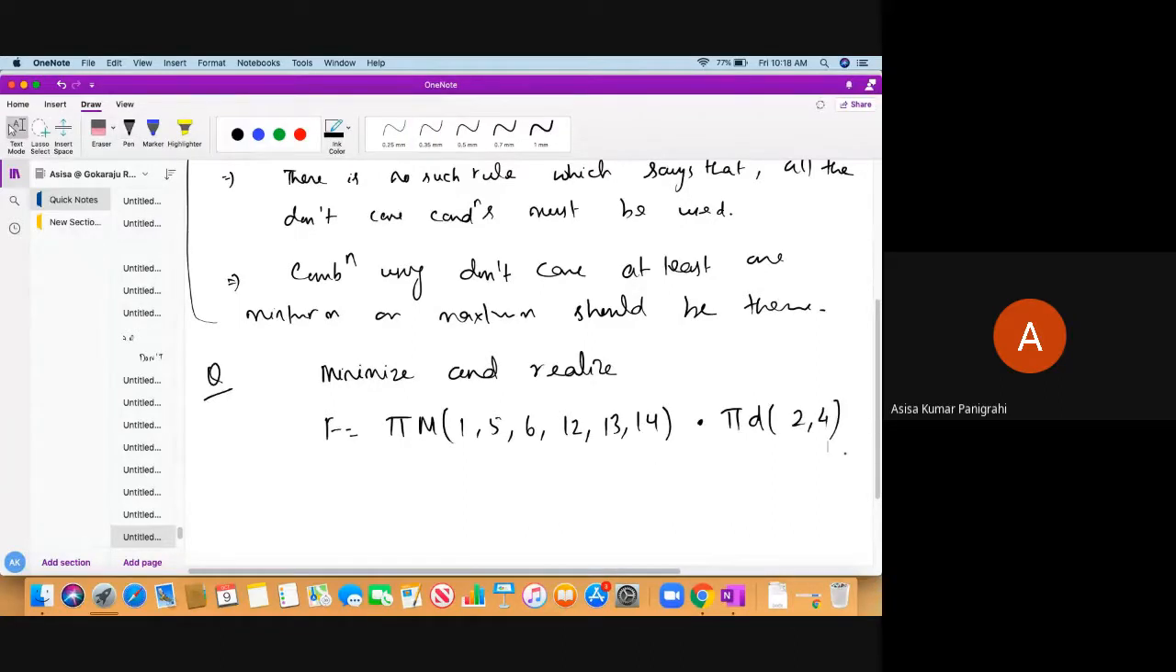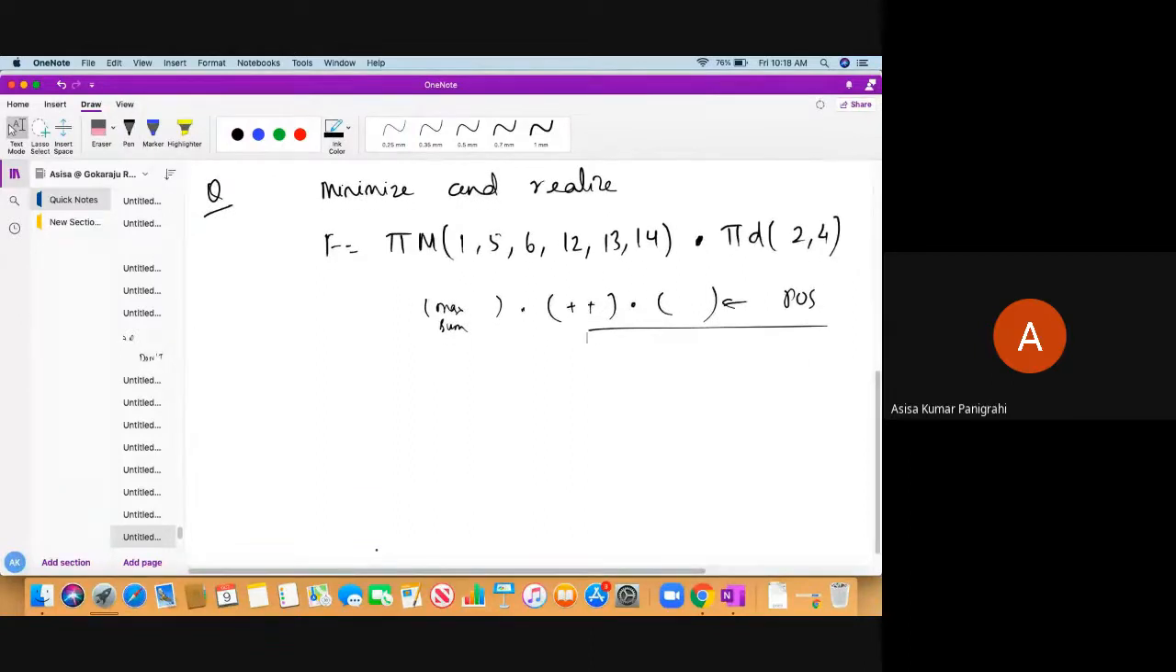See here how it is given. These are all max terms, which are actually sum terms, and finally a product. That's why the don't cares are also with product. So these are all sum terms and finally it is a product, to give us a POS type of function. The question asks you to minimize and realize the given function. So there are a few don't care max terms, and these are all max terms given for the particular function. We'll use those and solve how to minimize it.